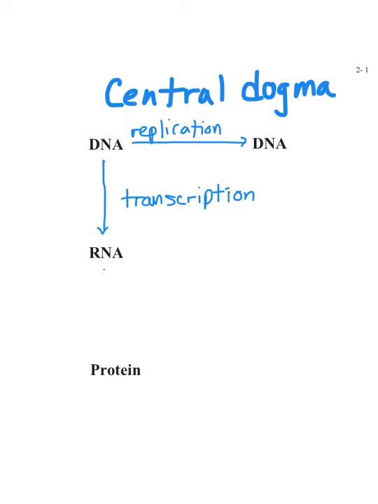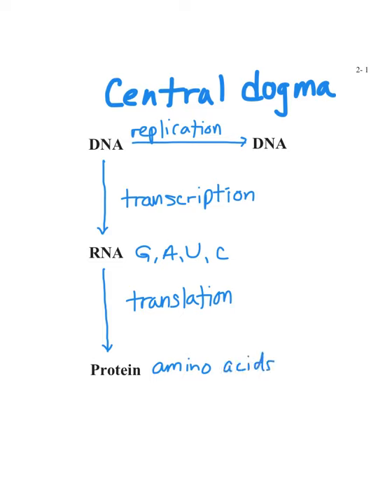And lastly, the process of converting the genetic information in RNA to protein is called translation. It is named that because we are translating from one language, that is the nucleic acid language in RNA, to a different language, the amino acid language of protein.